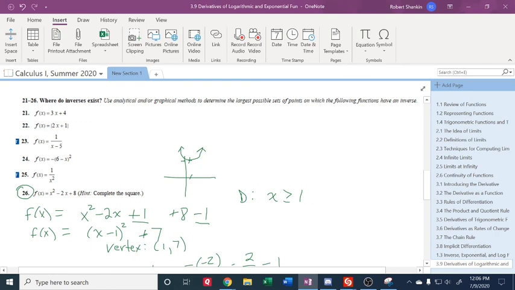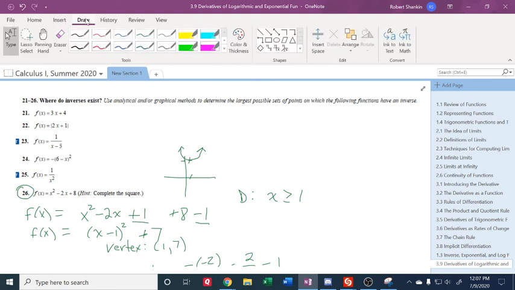Kylie, does that answer your question? Sort of. So if it wasn't like a parabola, and you're determining where it would have an inverse, I don't really understand exactly how to answer the question.